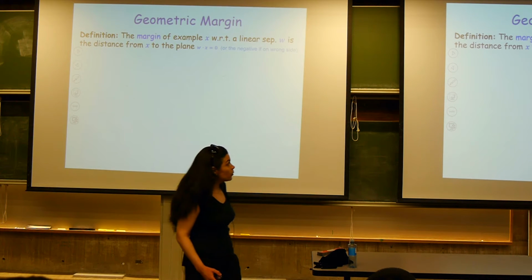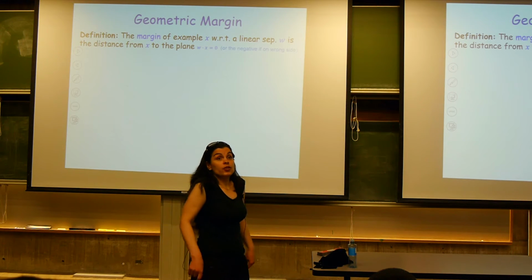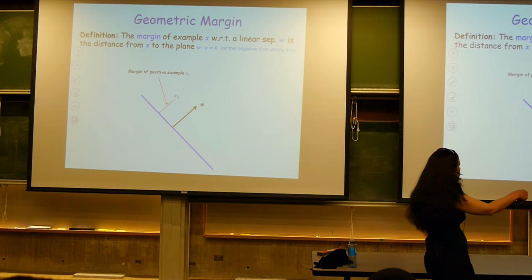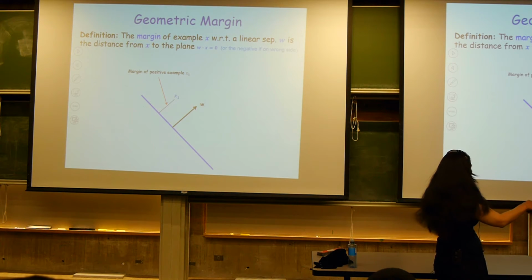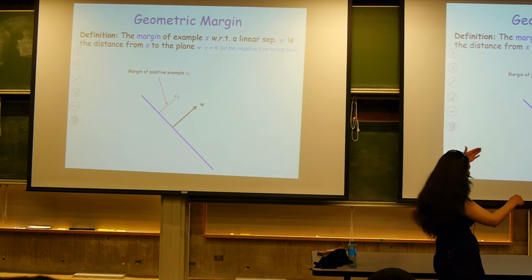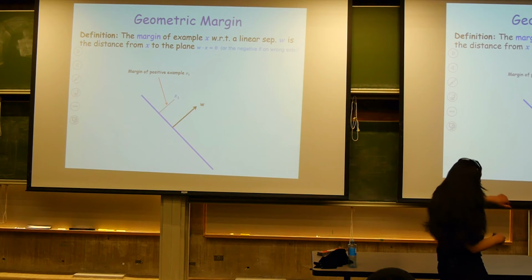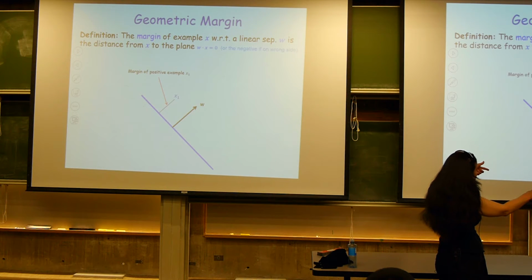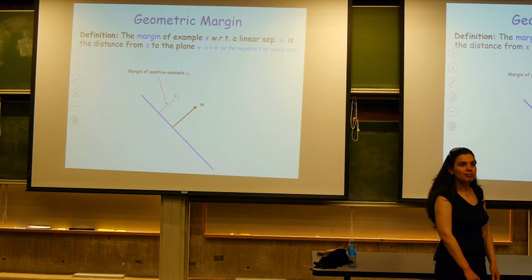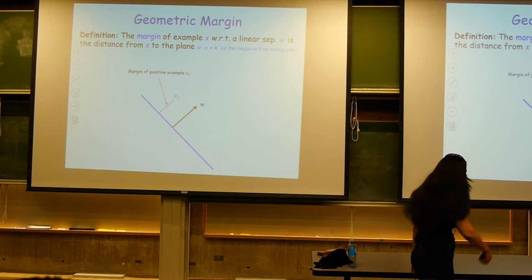The notion of margin that Perceptron uses is arguably the most intuitive notion of margin you could think about. It's basically just the geometric margin. Here is a linear separator given by normal vector W, and an example X that is correctly classified as positive by my linear separator given by W. The margin here is just the distance from the point to the hyperplane. This is the margin on an example that is classified positive by my separator W.